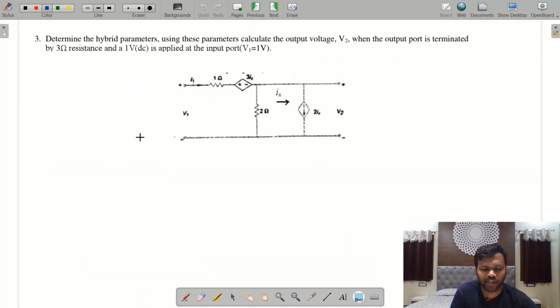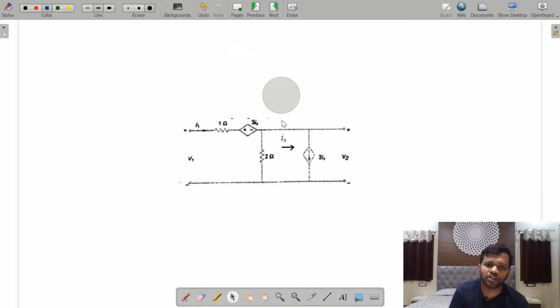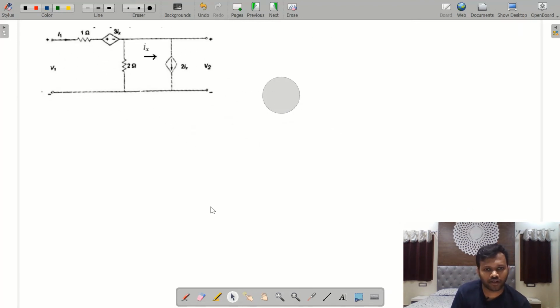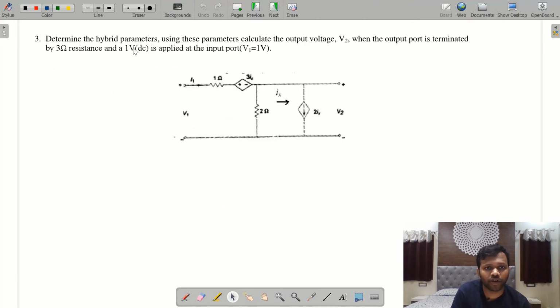So what they were asking, they had given a network. Again we are going to solve a dependent source network. They are asking to determine the hybrid parameters. Using these parameters, calculate the output voltage V2 when the output port is terminated by a 3 ohm resistor and 1 volt is applied at the input port. So first we will solve the h parameters, then by using these h parameters we need to find the output current and output voltage.